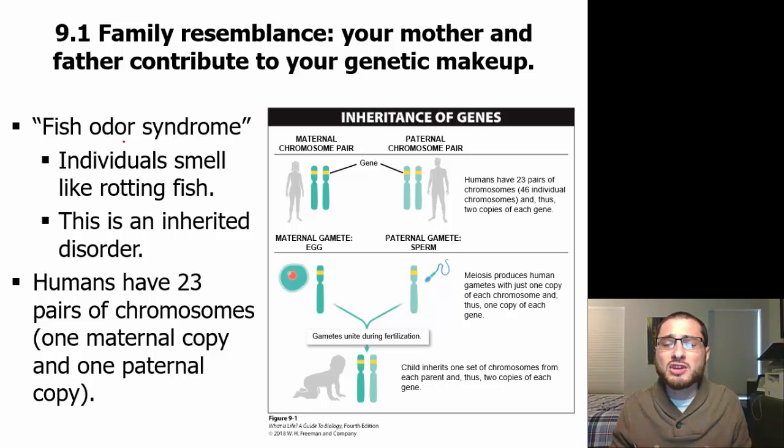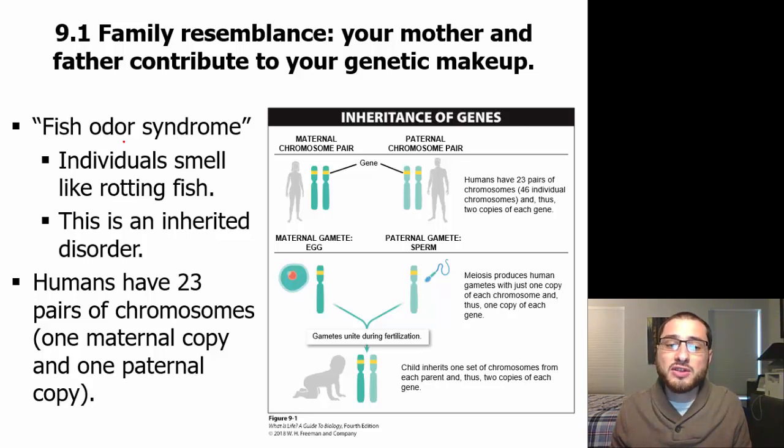Something that you want to understand is that when we talk about genetics, we're really talking about passing on information, passing on traits from one generation to the next. So your mother and your father contributed to your genetic makeup. Fish odor syndrome, where individuals smell like rotting fish, is an inherited disorder. For whatever reason, this textbook likes to open by talking about how this is a trait that can be passed on from parents to offspring.